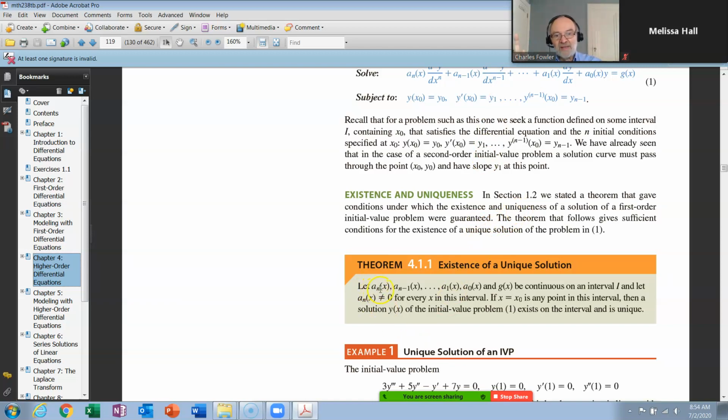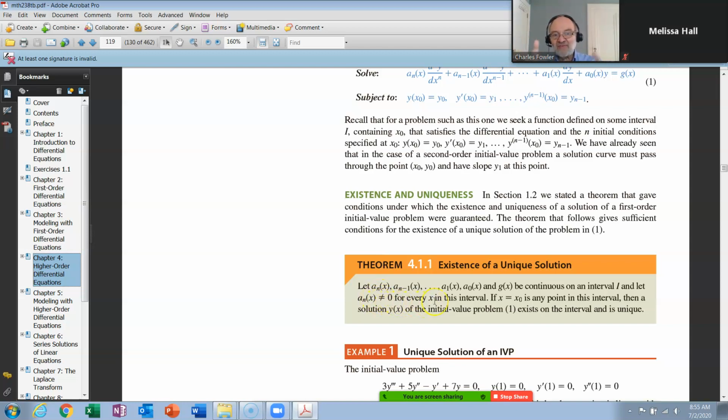So your a sub n of x, a sub n minus 1 of x, all the way down to a sub 0 of x, and the g of x, every one of those has to be continuous on the interval of integration, the I, okay? And what I said before, the a sub n of x, that first one, cannot be 0. If it were 0, you don't have an nth order equation, you have an n minus first or something less. So to make this an nth order, it has to be non-zero.